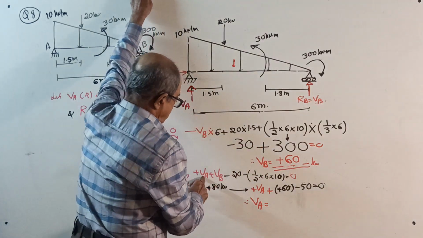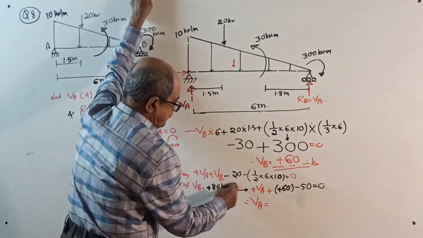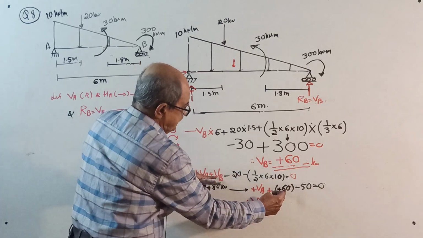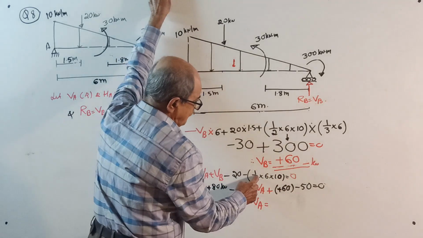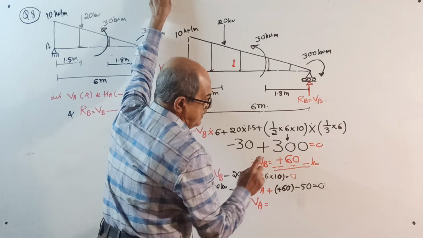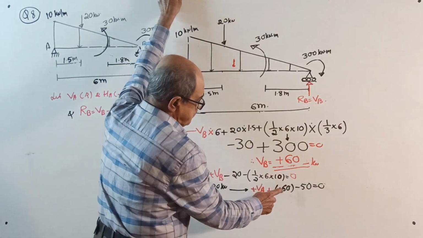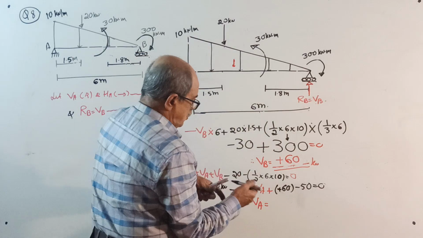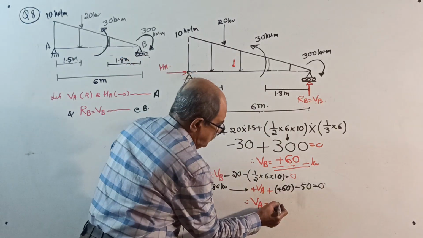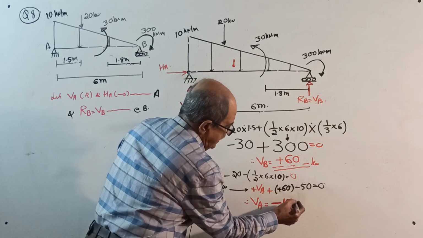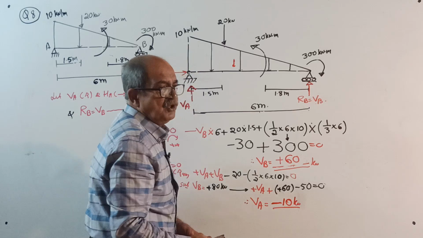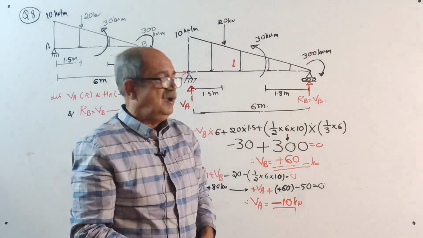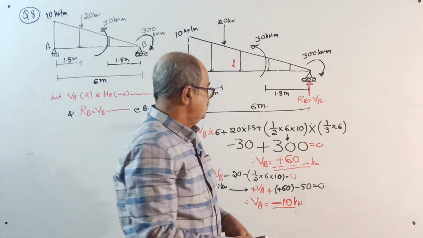See here, VA plus VB equal to plus 60, minus 20 and minus half into 6 into 10 together is minus 50 equal to 0. See now, plus 60 minus 50. So it gives you VA plus 10 equal to 0. So be careful, you are getting VA equal to minus 10. Very, very important. If you skip this minus sign, when you draw SFD, BMD, everything will be wrong. Minus 10.